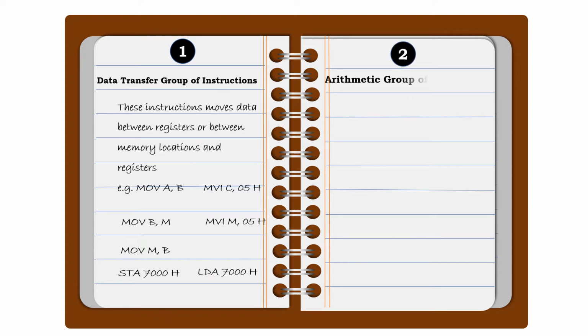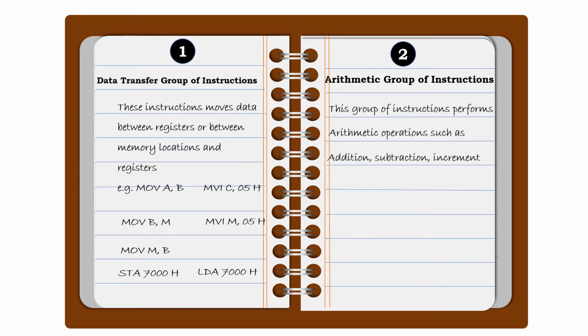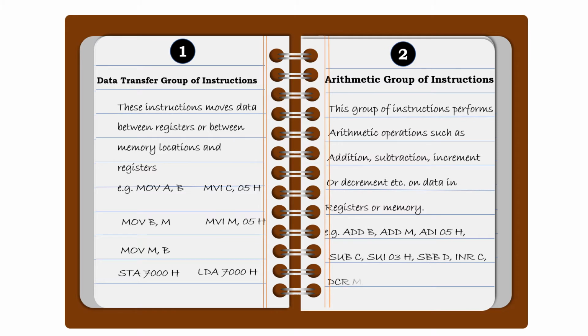Now the second is the arithmetic group of instructions. In the arithmetic group of instructions, it performs arithmetic operations. These instructions basically perform addition, subtraction, increment, decrement, etc. onto the data. So this increment, decrement, addition, subtraction is done onto data which is stored in a register or memory.